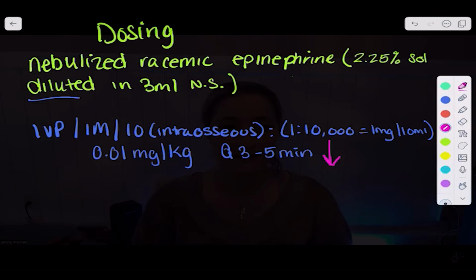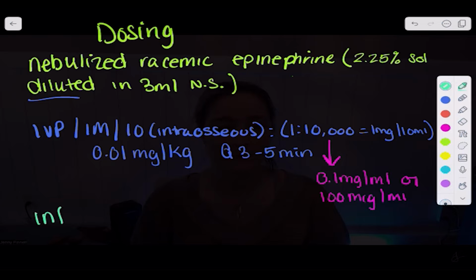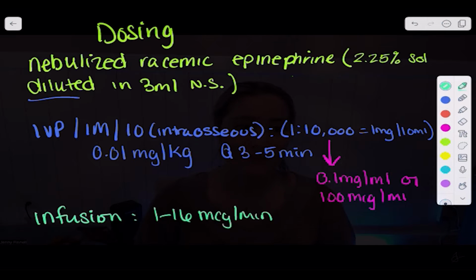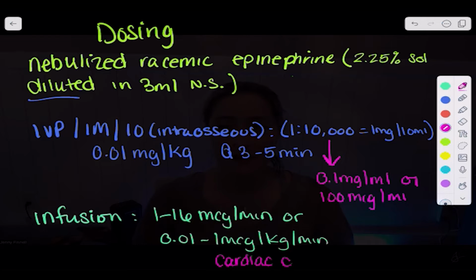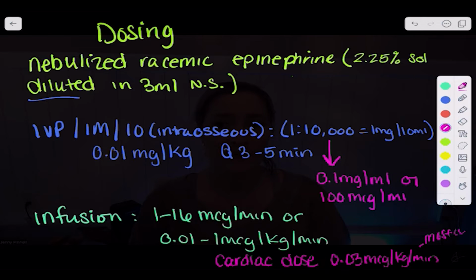Keep in mind that 1 to 10,000 is also equivalent to 0.1 milligrams per ml or 100 mics per ml. Infusion, you would dose it 1 to 16 mics per minute, or 0.01 to 1 mic per kilo per minute. And also a cardiac dose is 0.03 mic per kilo per minute because it primarily affects beta-1 receptors.